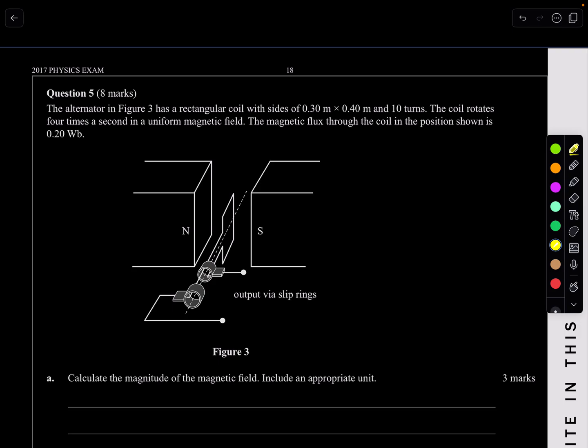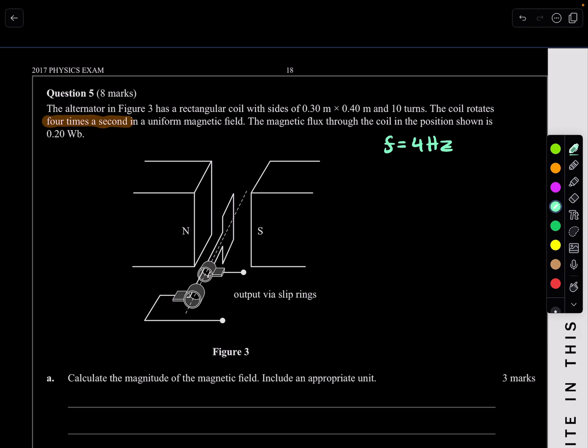Question 5. The altimeter in figure 3 has a rectangular coil with sides 0.30 meters and 0.40 meters and 10 turns. The coil rotates 4 times a second. This is key. If it rotates 4 times a second, this is your frequency. What is the definition of frequency? Frequency is the number of cycles per second. So we know our frequency in this case is 4 hertz.